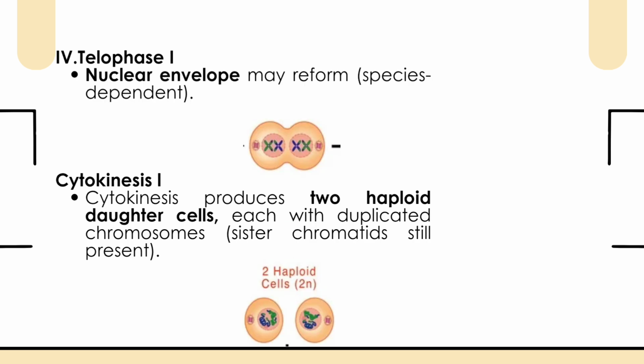Telophase I. This is the last phase of meiosis I. Now the nuclear envelopes may reform depending on species, and cytokinesis divides the cytoplasm, producing 2 haploid daughter cells. Each daughter has 1 set of homologs, but the chromosomes are still duplicated. Sister chromatids are present and will separate in meiosis II.